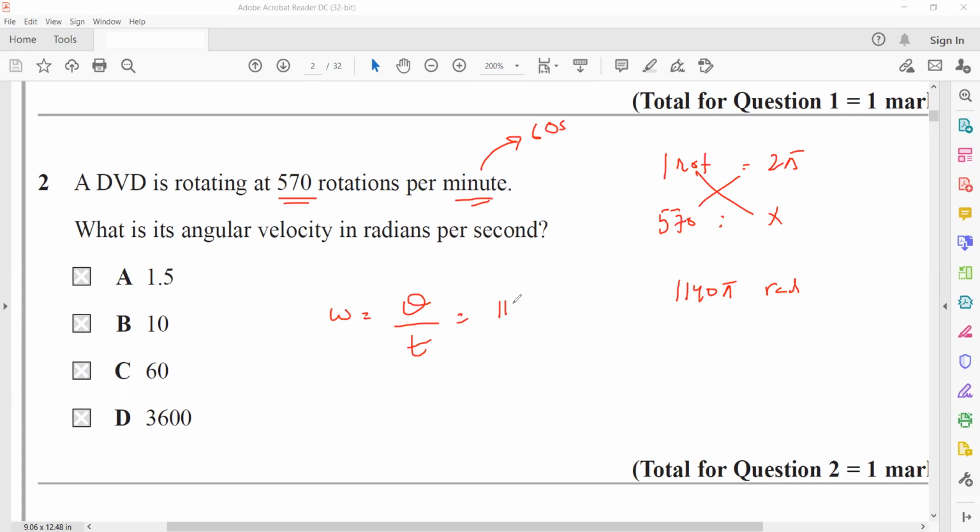So theta is equal to 1140 pi radian. Pi is 3.14, divided by 60. So 1140 multiplied by 3.14, and that is divided by 60, which gives 59.66, approximately equal to 60 radians per second. So C will be the right answer. Is it clear? Yes, sir. So these are the questions related to the topic, the MCQs mainly related to the topic circular motion.